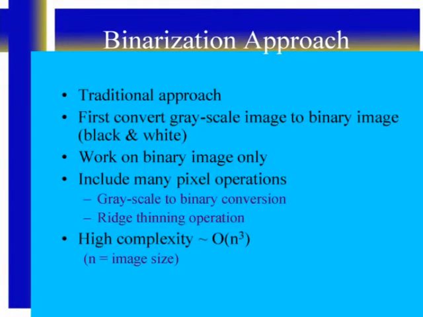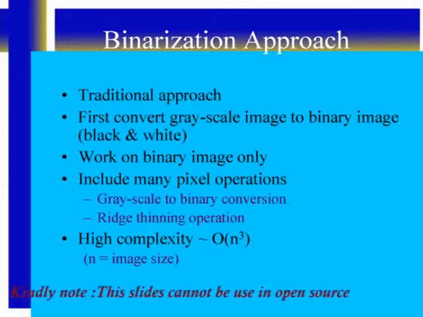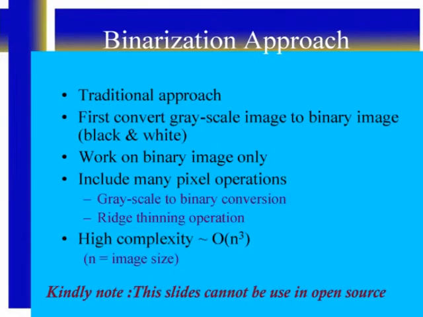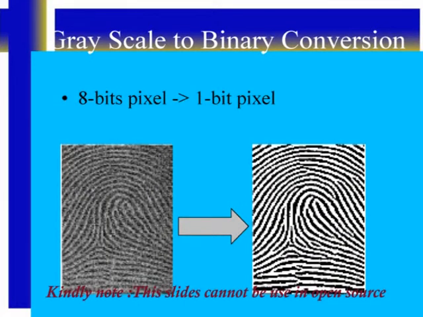These will include many pixel operations such as grayscale to binary conversion and the ridge thinning operation. It has high complexity, order of n cube. However, your computers are fast enough, so order of n cube you will not notice. Here is a grayscale to binary conversion. This is an 8-bit pixel, you convert it into a 1-bit pixel. Observe that even after conversion, the ridges you see are fairly thick, because at this resolution they are thick.